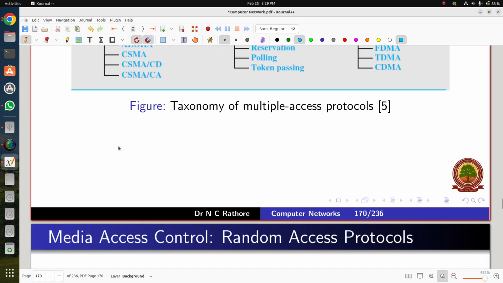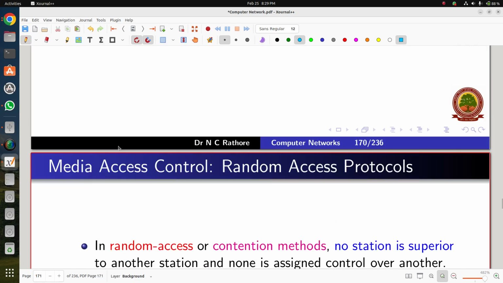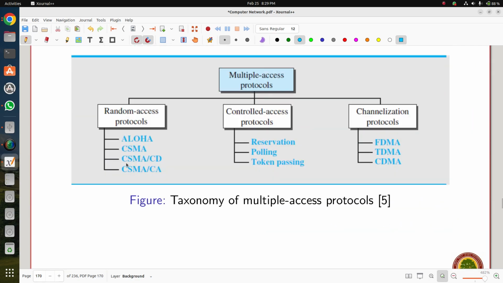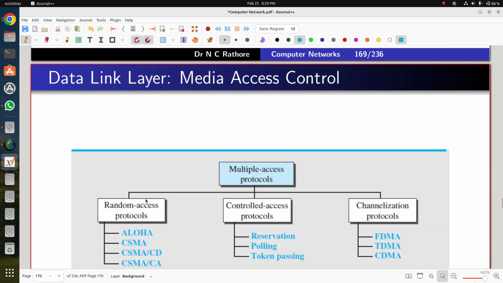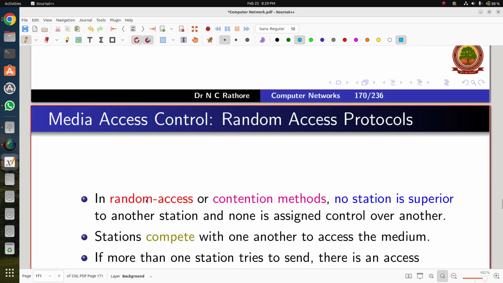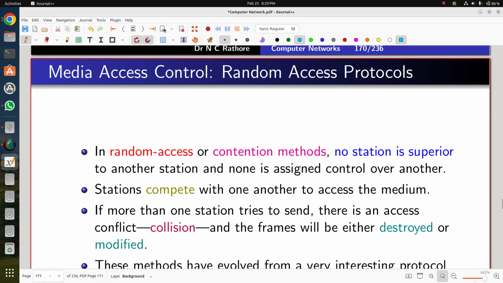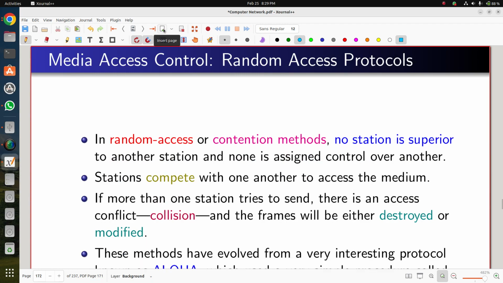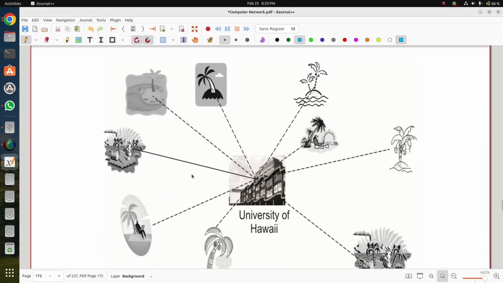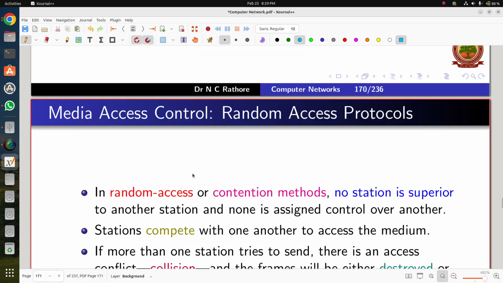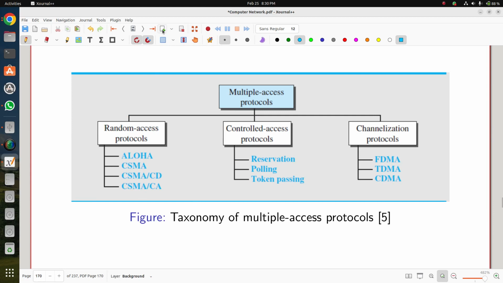Now, before diving into any random access protocol, let's first understand what requirements a channel access protocol should satisfy. Let me take one page.